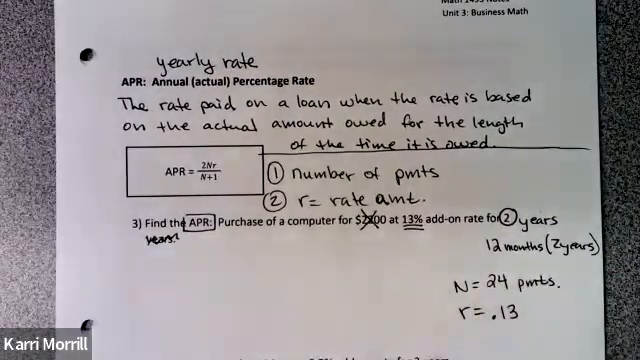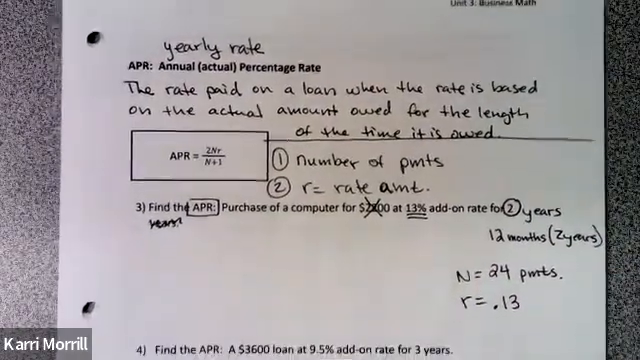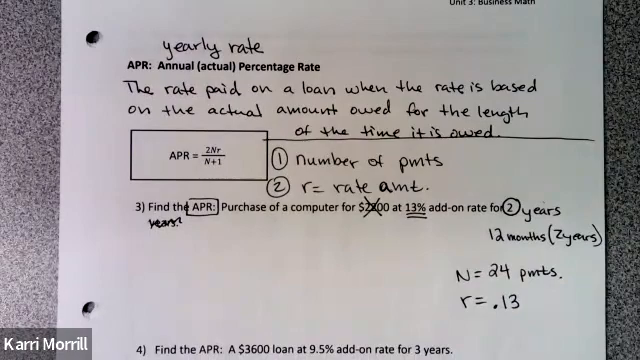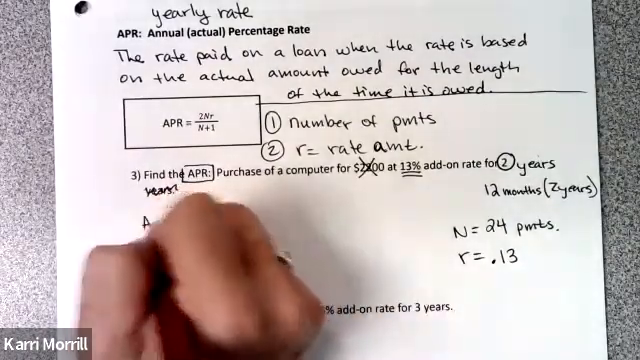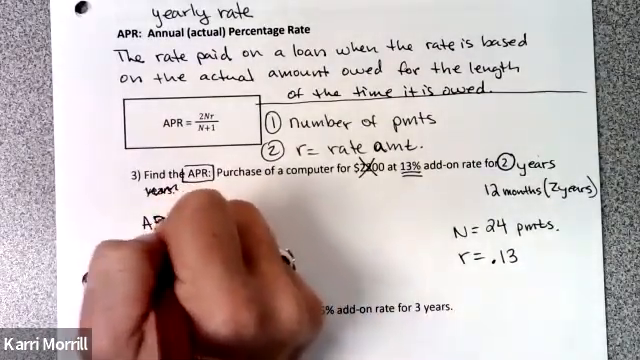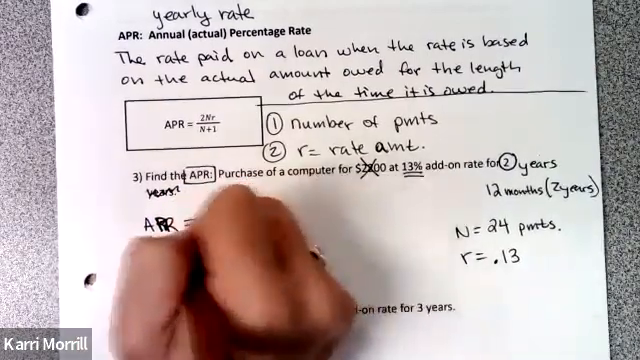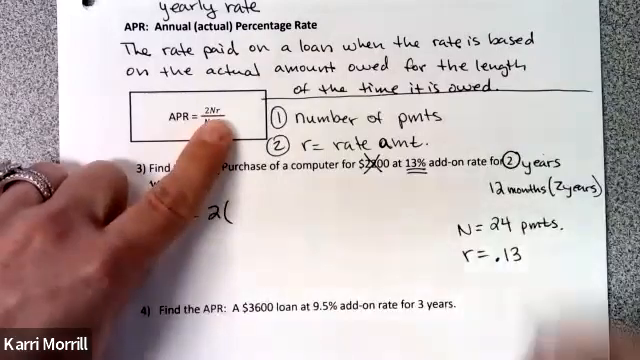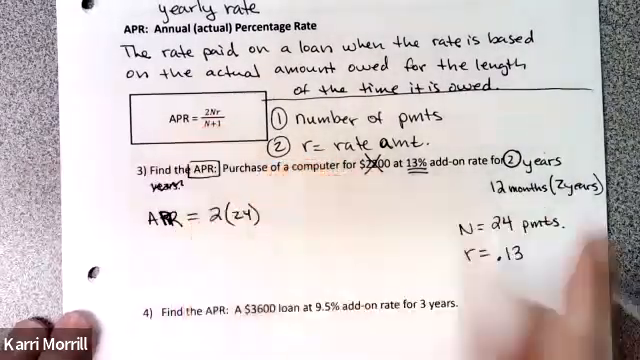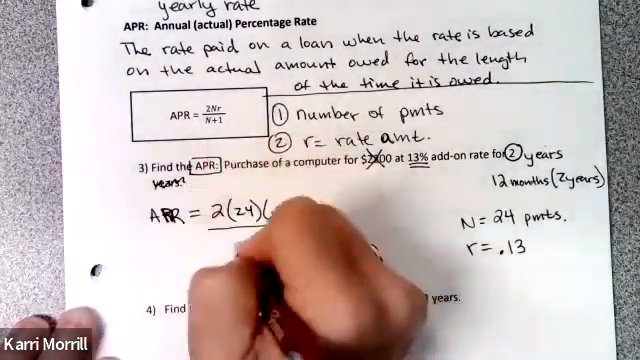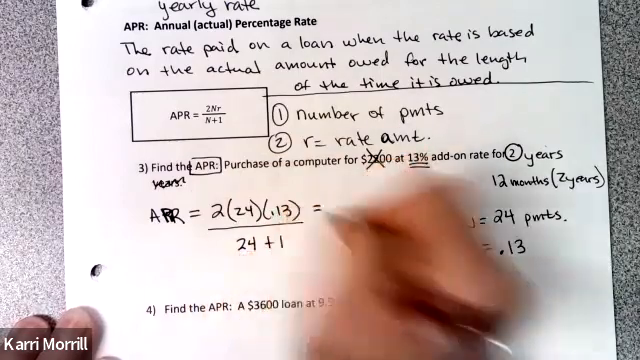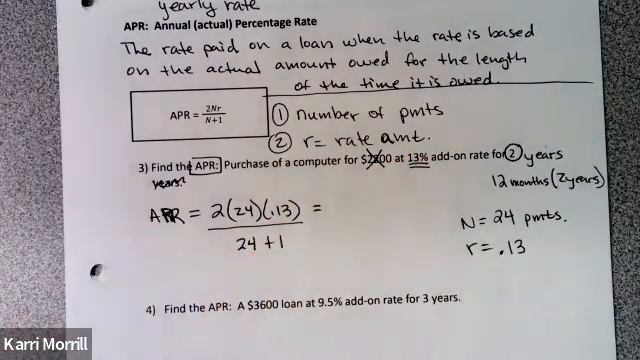These are the only two things you need to know to find what the actual APR is. It doesn't matter what you're purchasing or for how much. So my APR is 2 times the number of payments, which is 24, times my rate, which is 0.13, all over my number of payments, 24, plus 1. There's always a plus 1 and there's always a 2 in that formula. Where you see the n, you plug in the number of payments. Where you see the r, you plug in the rate.